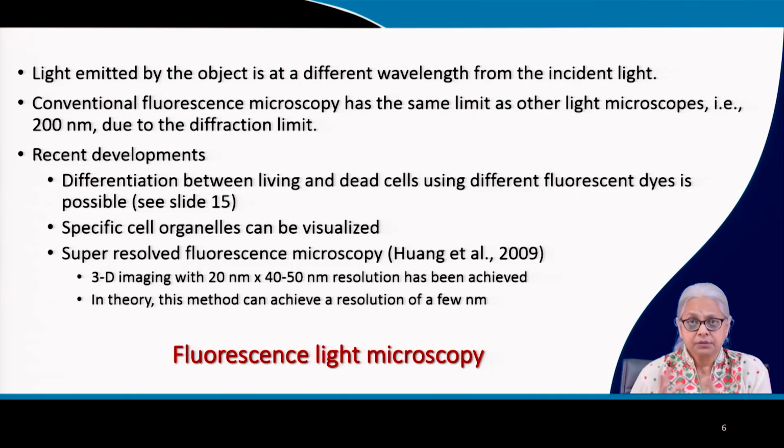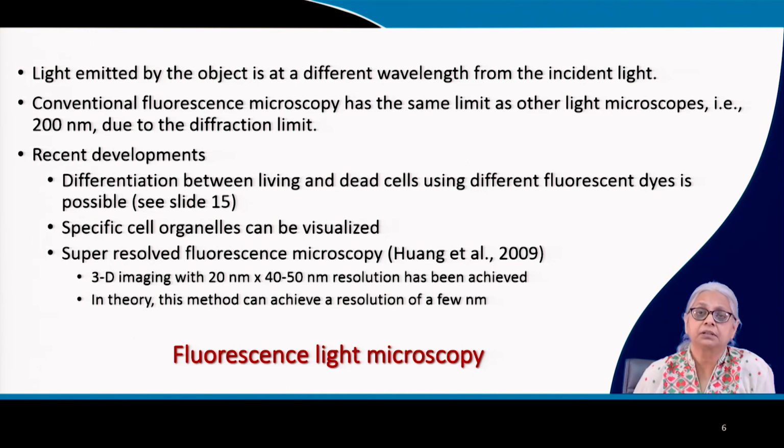So that is a major advancement, you might say, because one of the biggest limitations in microscopy is that we did not have the ability to differentiate between living and dead cells. Now, if we are able to use this kind of method and differentiate between living and dead cells, then it becomes very easy and we don't have to go for plate counts and so on. As I said, we can also visualize specific cell organelles.